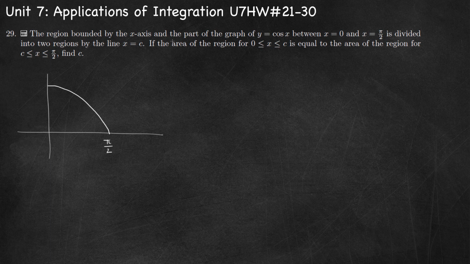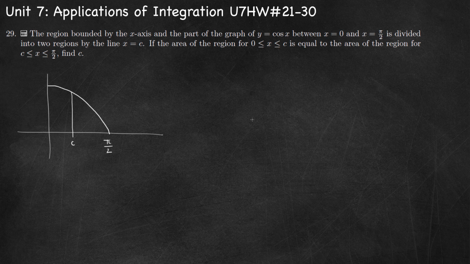So the region bounded by the x-axis and the part of the graph of y equals cosine x between x equals 0 and x equals pi over 2 is divided into two regions by the line x equals c. If the area of the region from 0 to c is equal to the area of the region from c to pi over 2, find c. So c divides this region into two equal areas. So I'm just going to say that it's right about there.